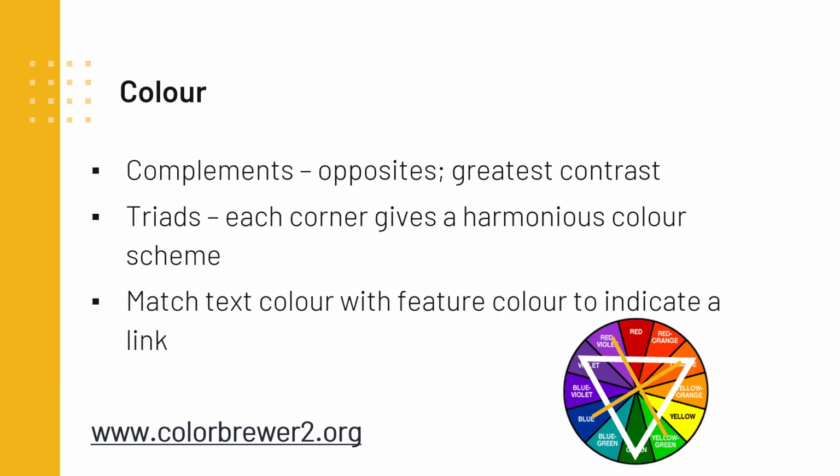Another tip would be to match your text color with your feature color, so it's going to help indicate the link between the two. A really great site for finding out color information, what works, what doesn't, is Color Brewer. So go to www.colorbrewer2.org.